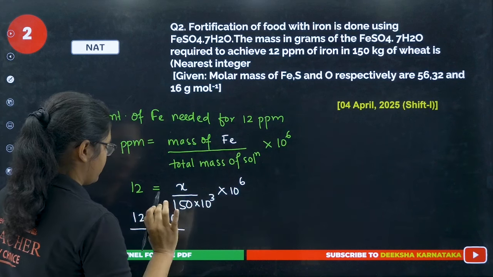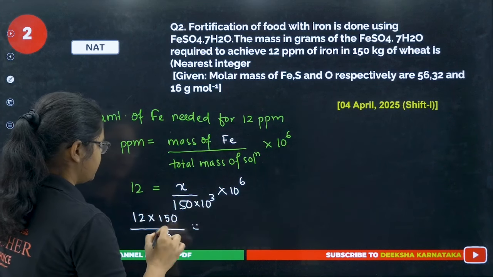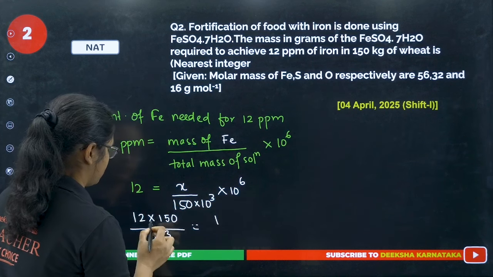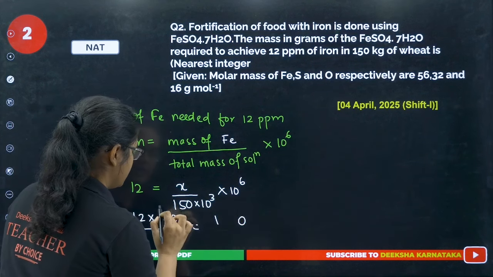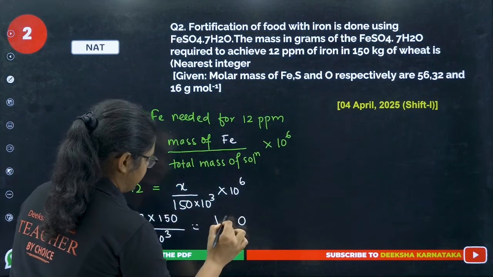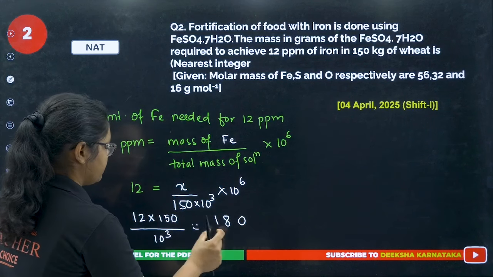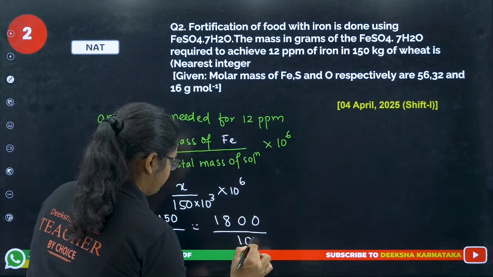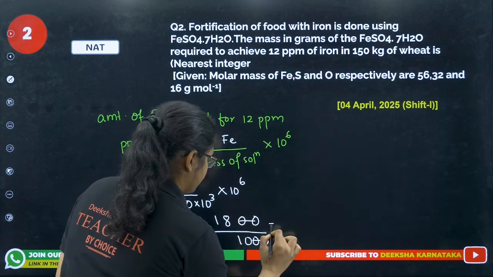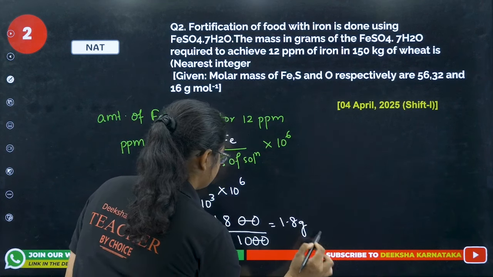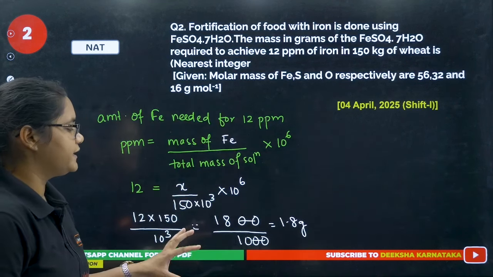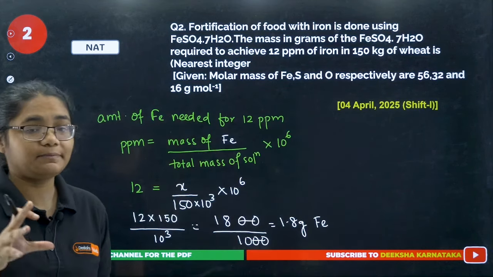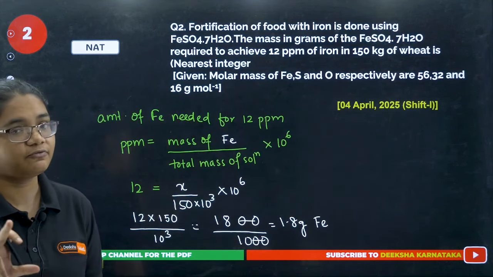Yes, okay. So now I have this one. If I solve this, 12 into 15, let me solve it. 12 5s are 60, 12 1s are 12 plus 6 is 18, right? So 12 into 15 is 180, and below I have 3 zeros. So I will get 1.8 grams. Okay, so how much Fe is needed? 1.8 gram of Fe is needed to get 12 ppm of Fe in 150 kg.